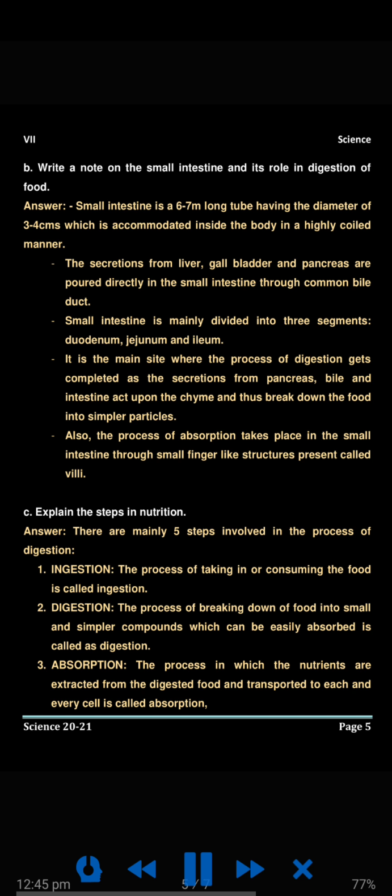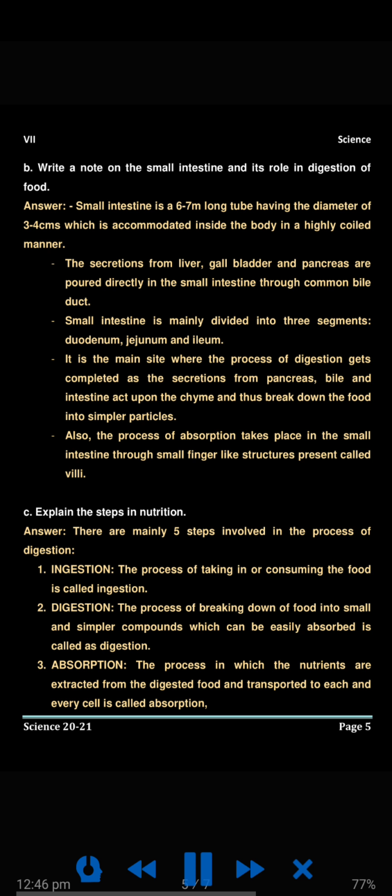The small intestine is mainly divided into three segments: duodenum, jejunum and ileum. It is the main site where the process of digestion gets completed, as the secretions from the pancreas, bile and intestine act upon the chyme and break down the food into simpler particles. Also, the process of absorption takes place in the small intestine through small finger-like structures called villi.